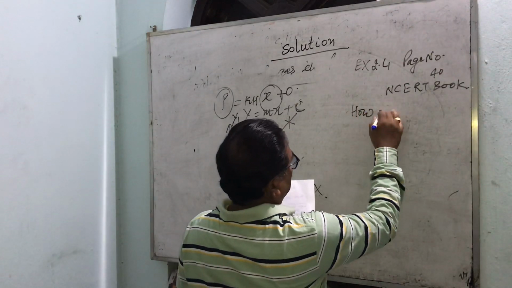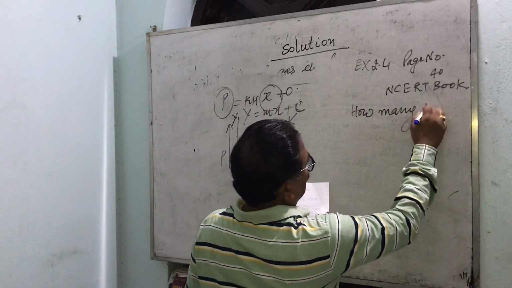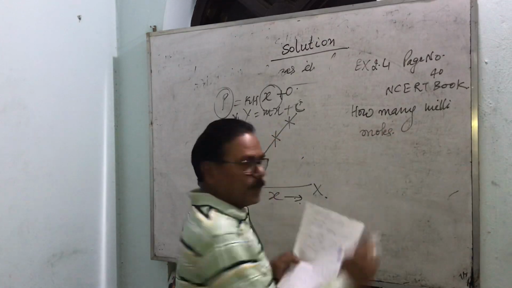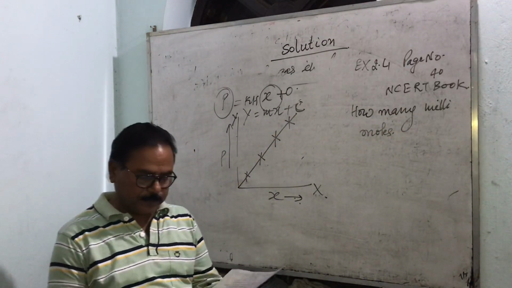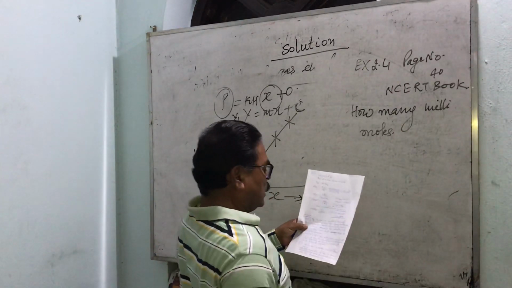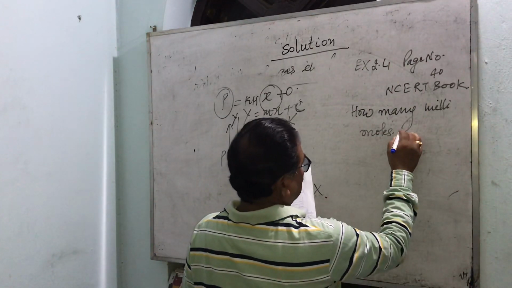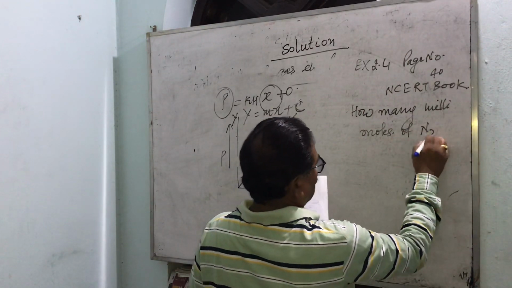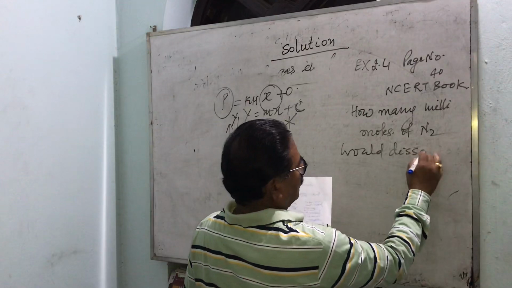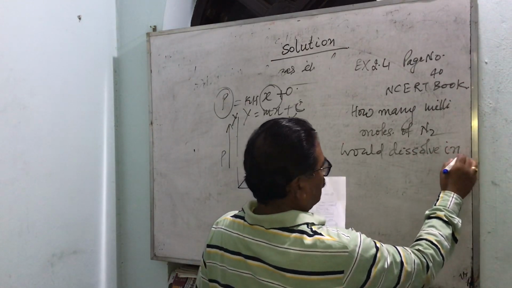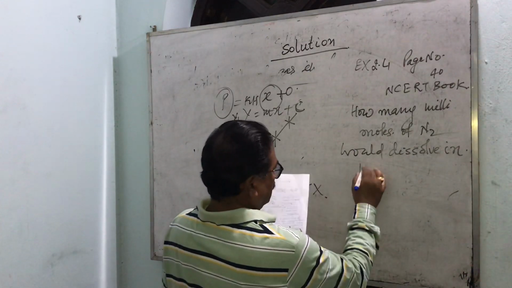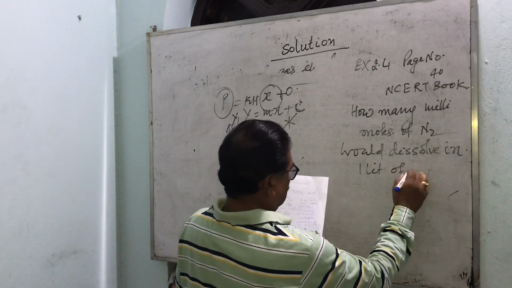How many millimoles of nitrogen would dissolve in 1 liter of water?